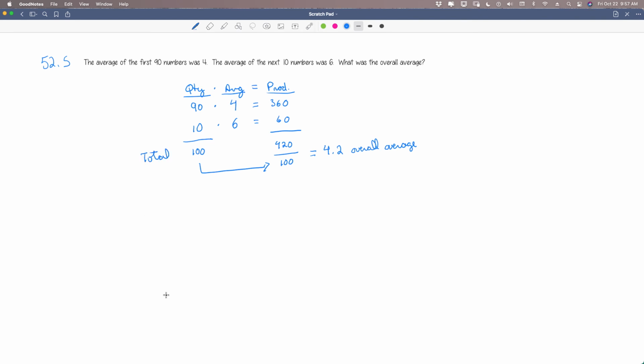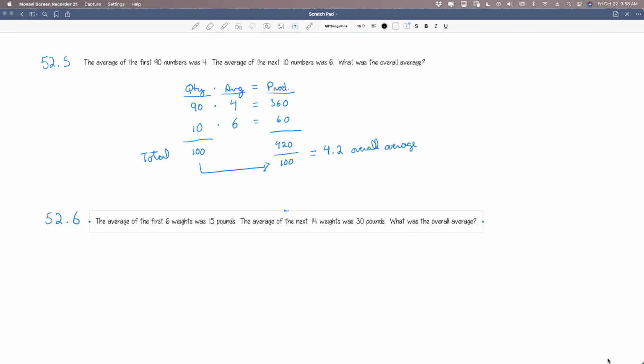All right, let me see if I can pull out another one. Let's do 52.6. Let me type this one for you as well. The average of the first 6 weights was 15 pounds. The average of the next 14 weights was 30 pounds. What was the overall average? So we set up our table. Quantity times average equals product.